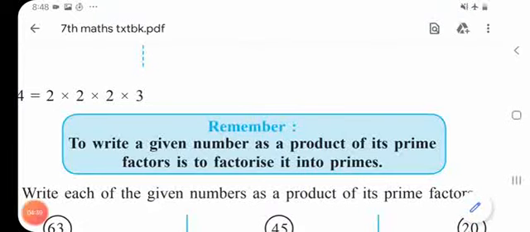So remember this: to write a given number as a product of its prime factors is to factorize it into its primes.